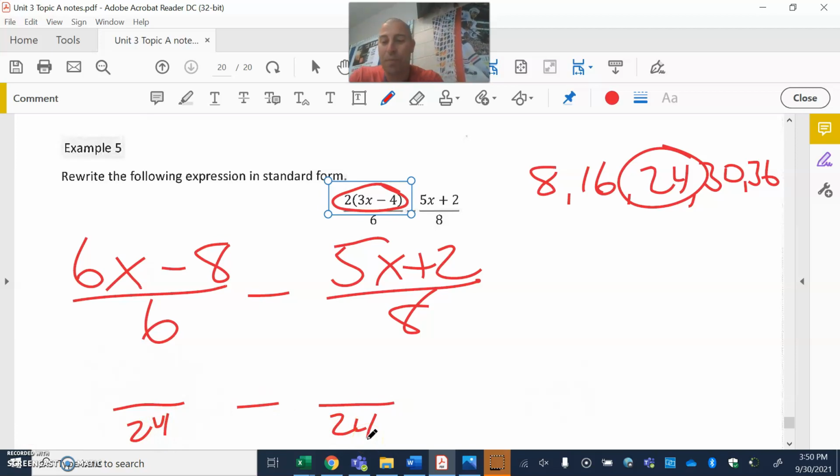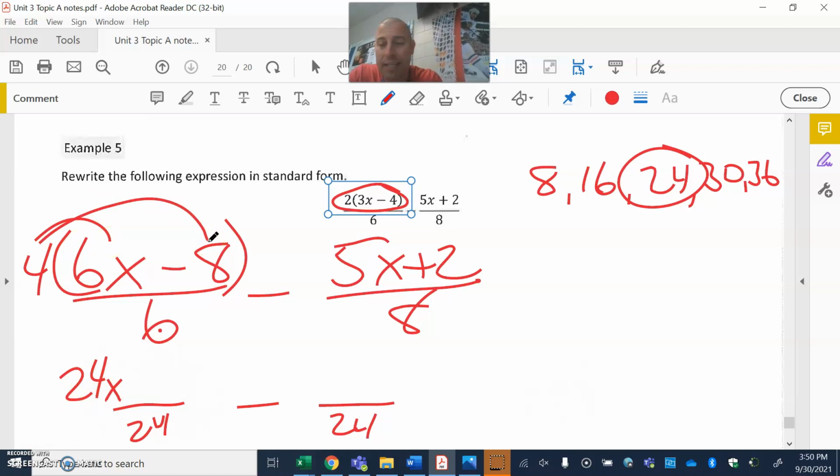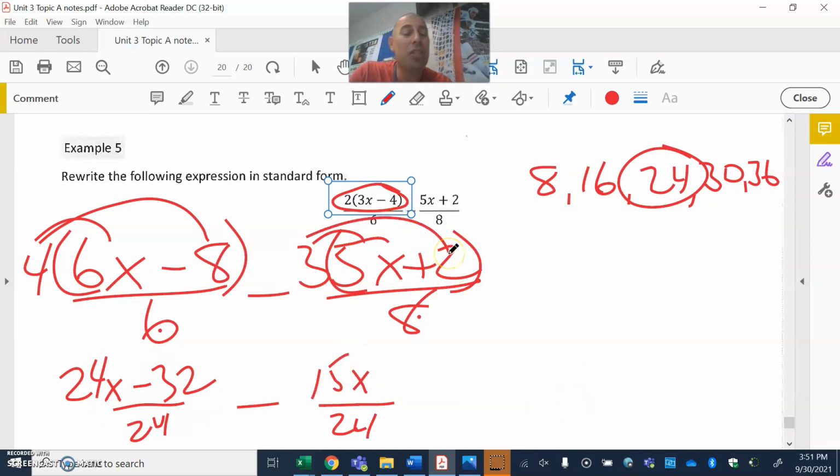All right, so I see a 6. I have to multiply it by a 4, so that means I need to multiply all of you by a 4. So just like before, distribute. 4 times 6x is 24x. 4 times the negative 8 is a negative 32. Now, 8 times what gives me the 24? 3. So I'm going to place the 3 out here. So 3 times 5x is 15x, and 3 times 2 is 6.